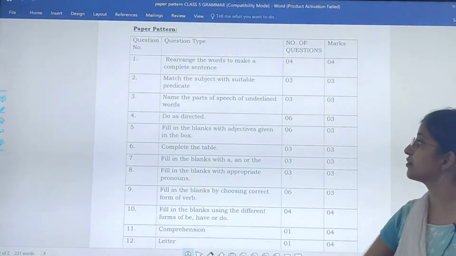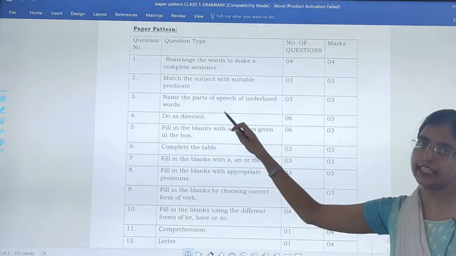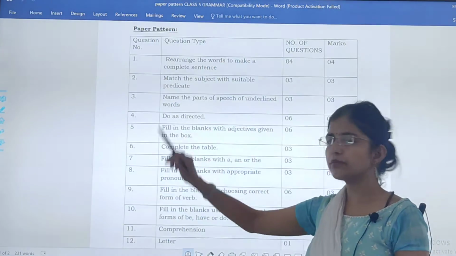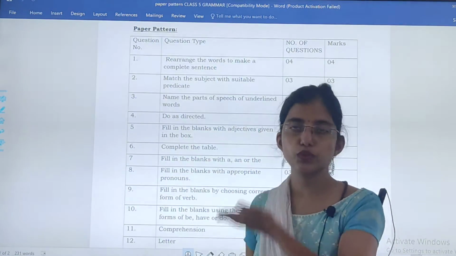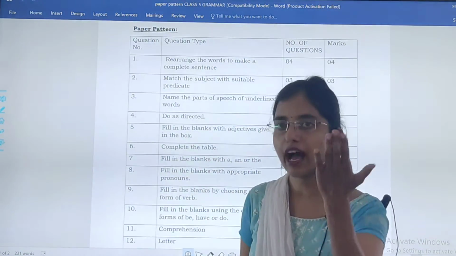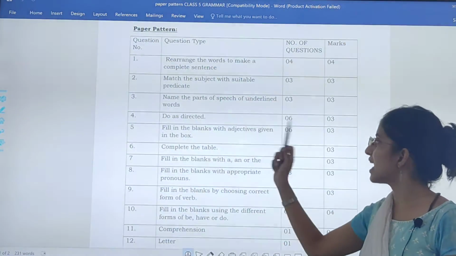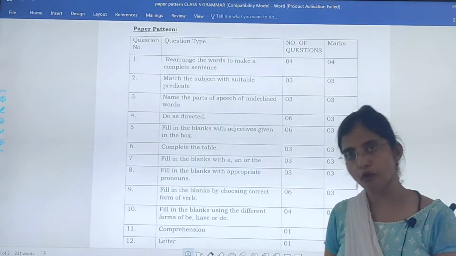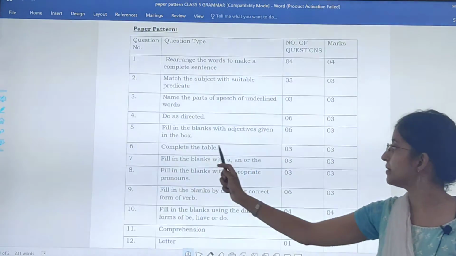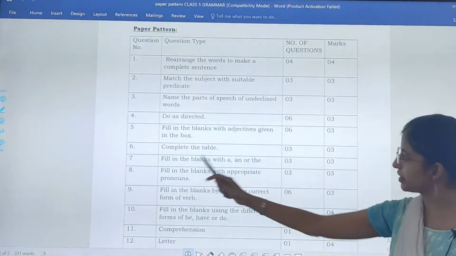It carries 3 marks. Fourth, do as directed. Some questions will be asked to you in do as directed and you will have to answer them. Fifth, fill in the blanks with adjectives given in the box. Sixth, complete the table. It will come for 3 marks.